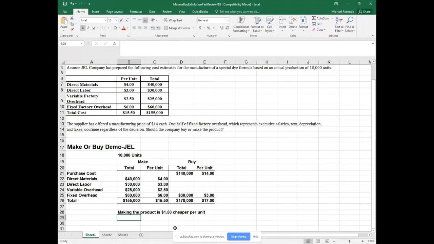So even though this is a short, quick analysis, it can tell us a lot, because on the surface it looks like we'd save $1.50 per unit, but actually it's costing us $1.50 more per unit. So in this case, we would stay with making it.